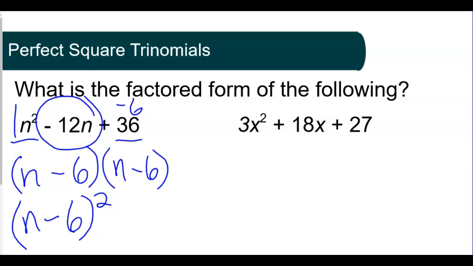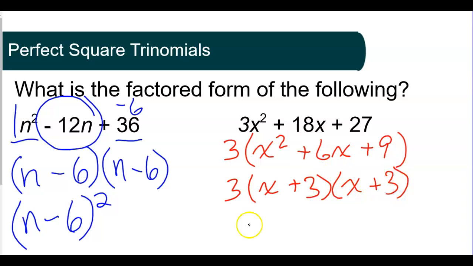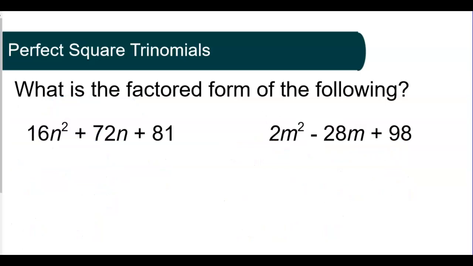All right, let's take a look at the second example. Well, when I look here, the first and last terms don't look like they're perfect squares. But if I factor a 3 from every single term in that trinomial, I get x squared plus 6x plus 9, and now that first and last term, they are perfect squares. So I could rewrite this as 3 times x plus 3 times x plus 3, or 3 times x plus 3 squared. All right, here are a couple for you to try on your own.